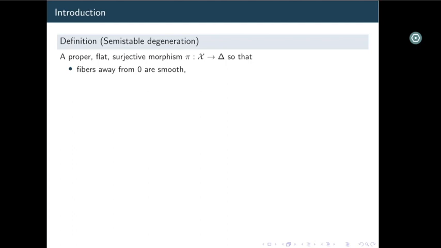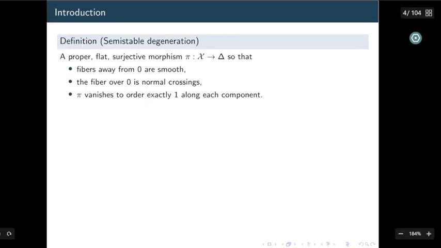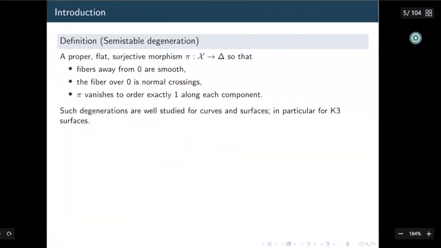Okay, so semi-stable degeneration, just to give the basic definition: this is a proper flat surjective morphism pi to the unit disk whose fibers away from zero are smooth and whose fiber at zero is normal crossings. We also want that pi vanishes to order 1 exactly along each component. That is, there's no multiplicity to the components of our degeneration. This should be a fairly easy to understand definition. I'm sure you've all seen it before.